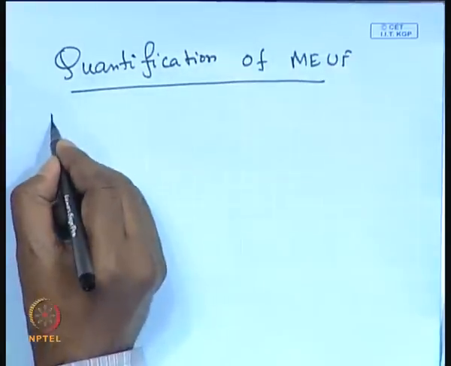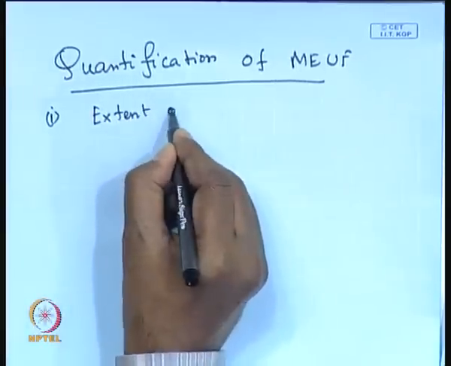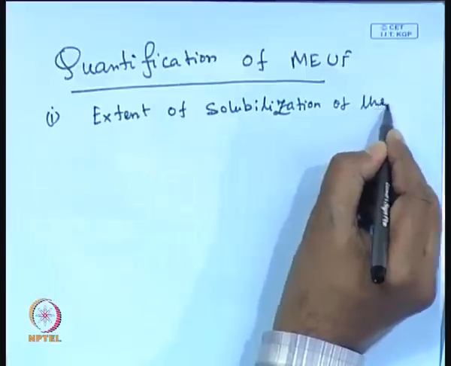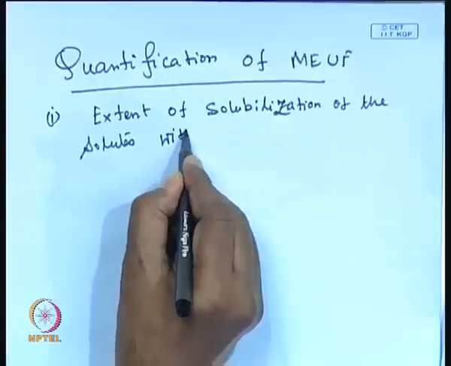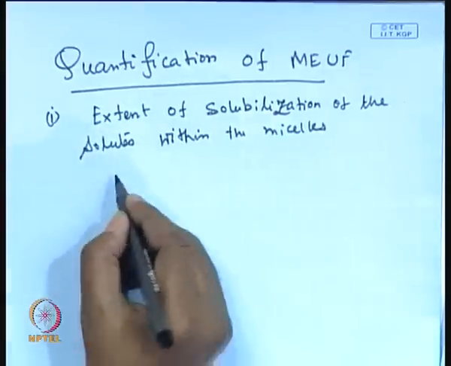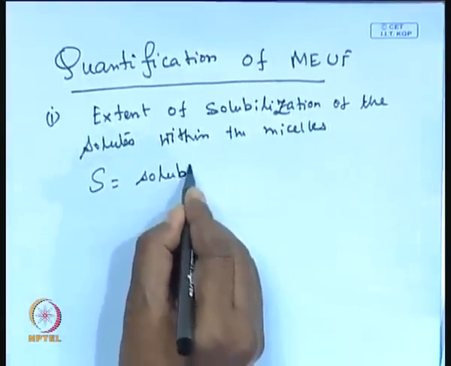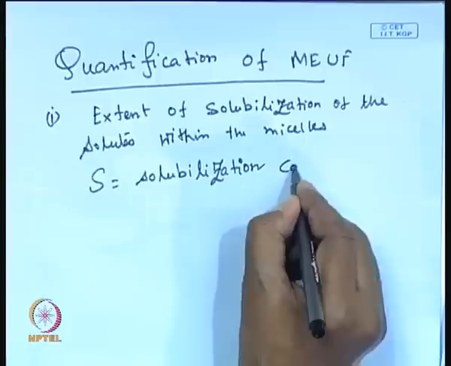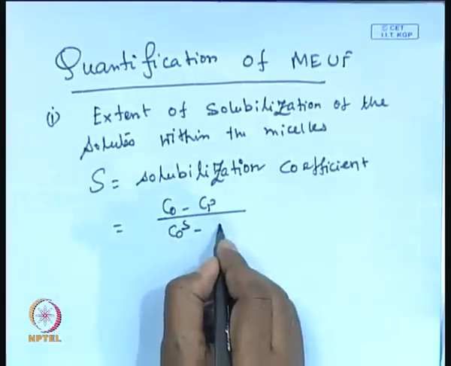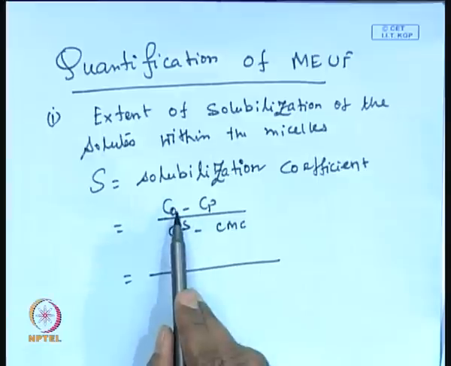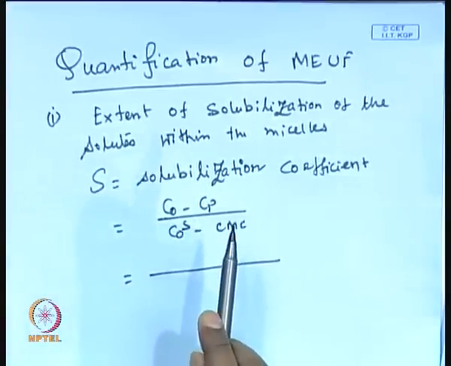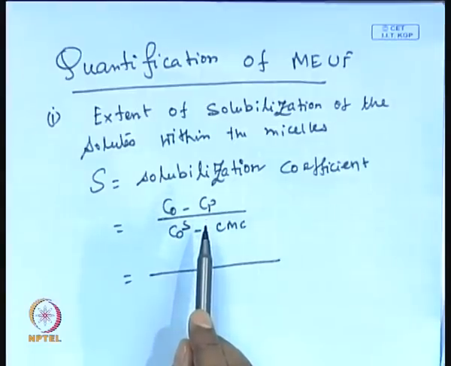Of MEUF, the first one we look into is the extent of solubilization of the solutes within the micelle, and this solubilization coefficient S is defined as C naught minus C p divided by C naught minus C m c. What is C naught minus C p? C naught minus C p is the amount of solute that has been solubilized within the micelle. C naught is the feed concentration of the solute, the amount of solute that you are going to have in the feed. And what is C p? C p is the permeate concentration of the solute. So, what is the rest amount?